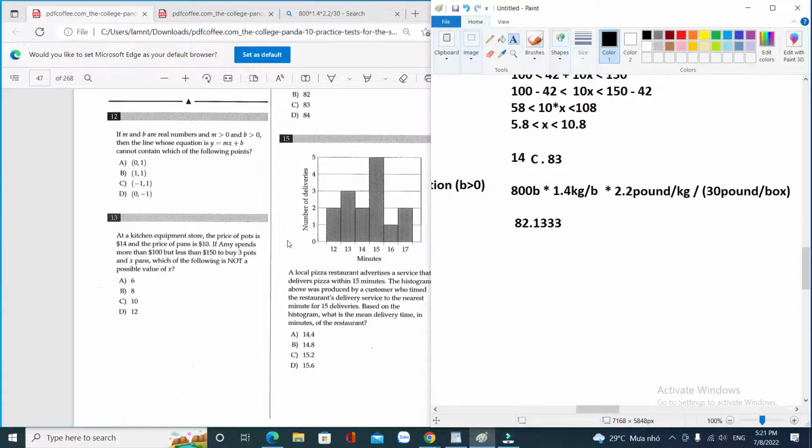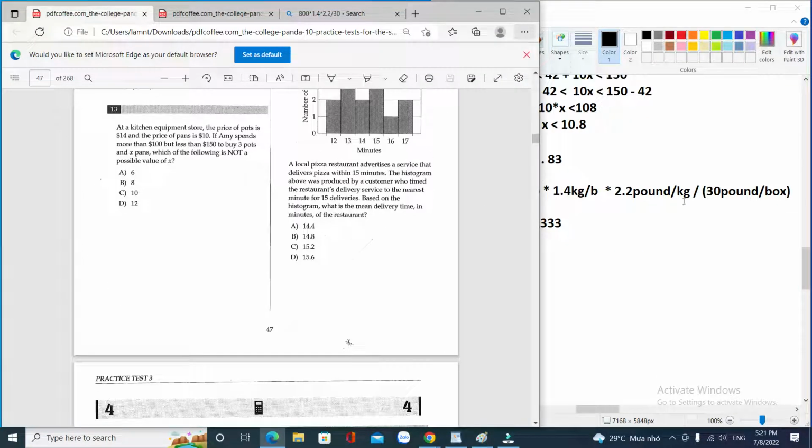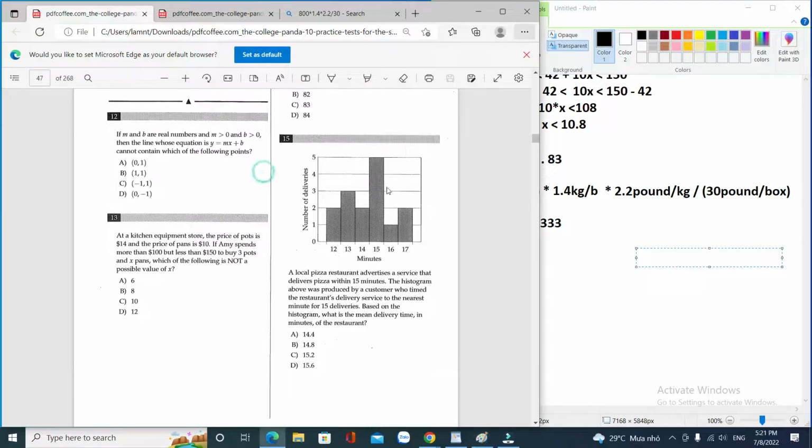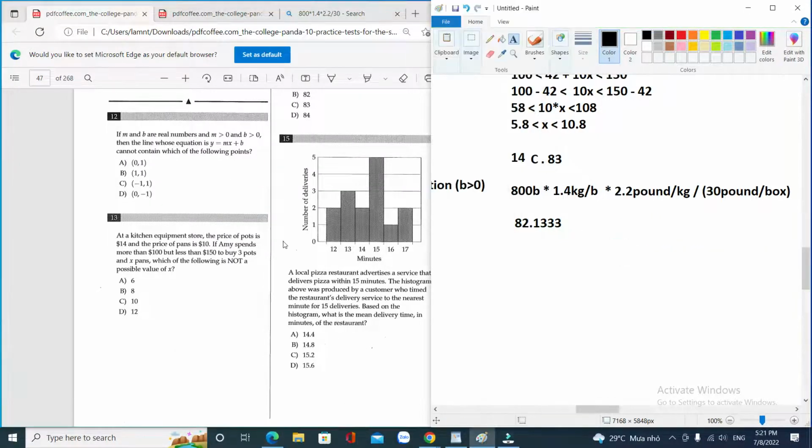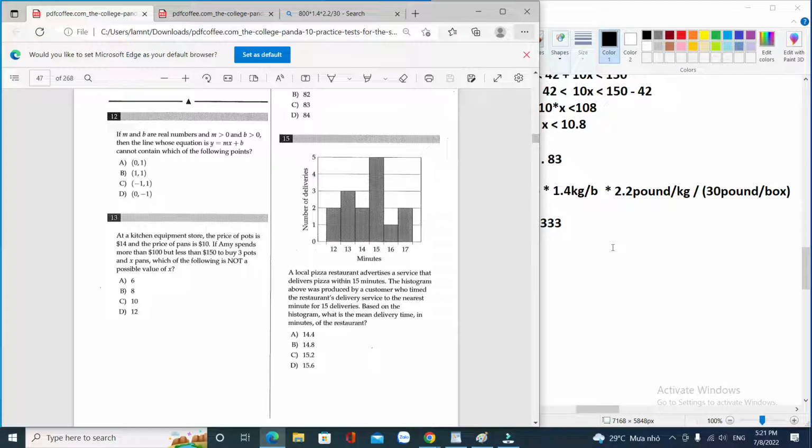And let's check number 15. A local pizza restaurant advertises a service that delivers pizza within 15 minutes. The histogram was produced by a customer who timed the restaurant delivery to the nearest minute for 15 deliveries. Based on the histogram, what's the mean delivery time in minutes of the restaurant?